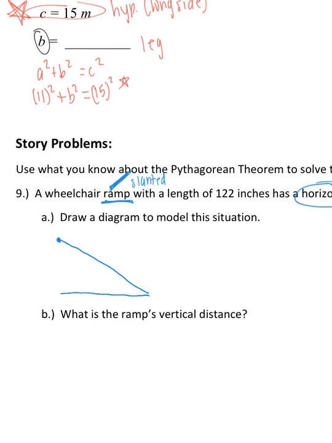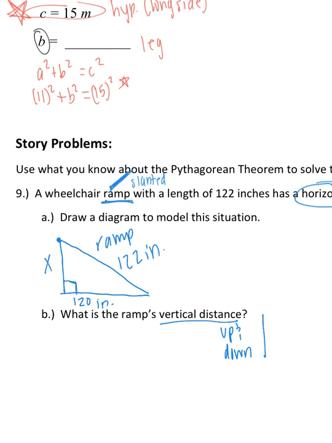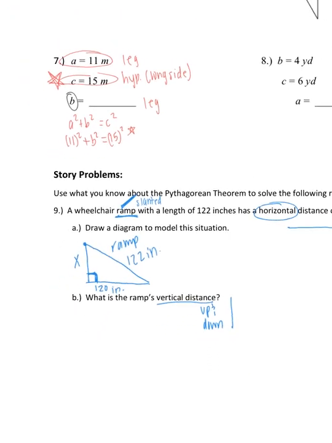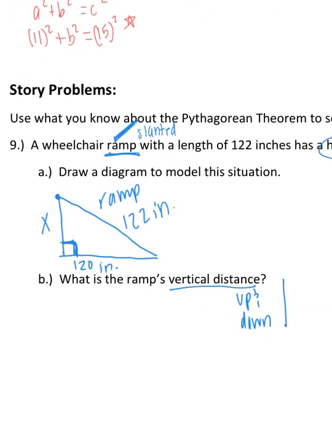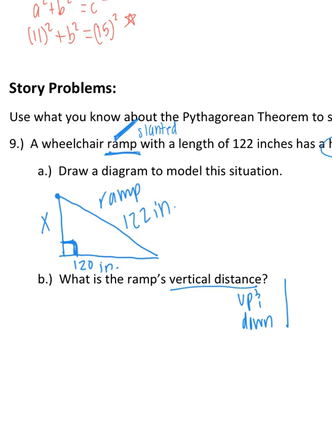Okay, you guys are always going to draw a right triangle in some way. So this is my ramp, which is 122 inches. And this is my horizontal distance, which is 120 inches. The question is saying, what is the ramp's vertical distance, which, like I just said, is up and down. So this is what I'm trying to find. That's what I don't know. So label what you're trying to find as some variable. Here's my right angle. Now I need to use what I know about the Pythagorean theorem to solve for that vertical distance. So we just have to dissect the words that are in the problem.